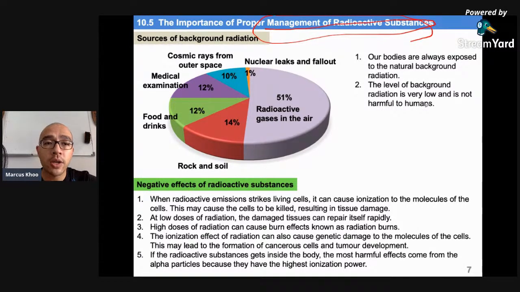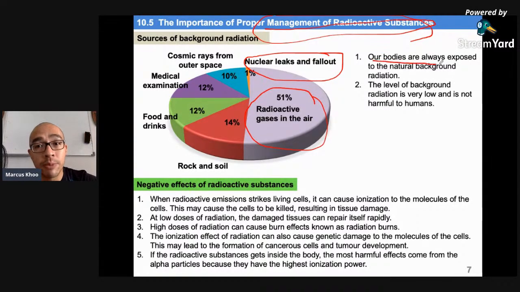Okay, so what are the sources of background radiation? Number one, 1% is nuclear leaks and fallout, a very, very small percent. A very big percentage is radioactive gases in the air. And as I said before, our bodies are always exposed to natural background radiation. If you don't believe, even our food and drink also have some form of radiation. The next time you eat your Maggi or your Samyang or whatever, just remember, everything you eat and drink has some form of background radiation. But it is very low and it is not harmful to humans.